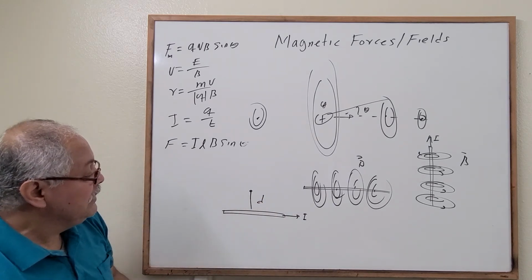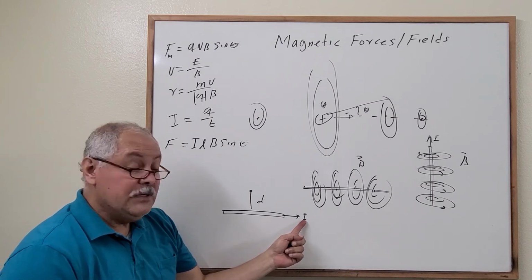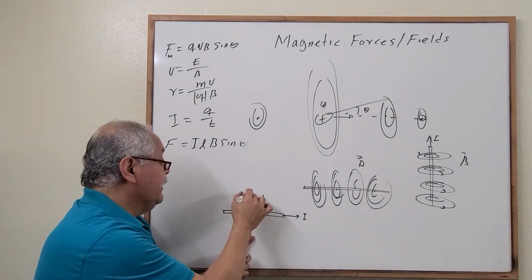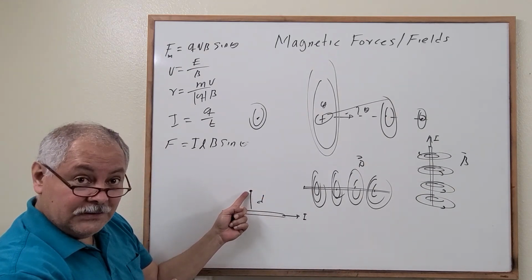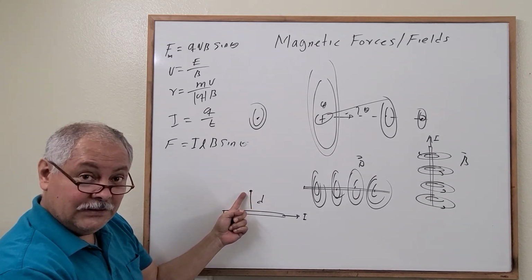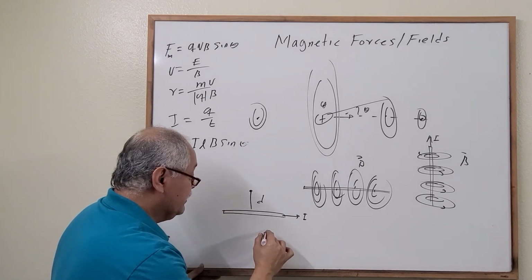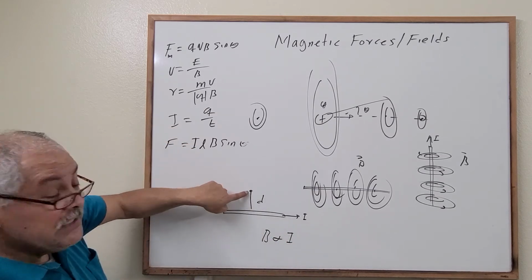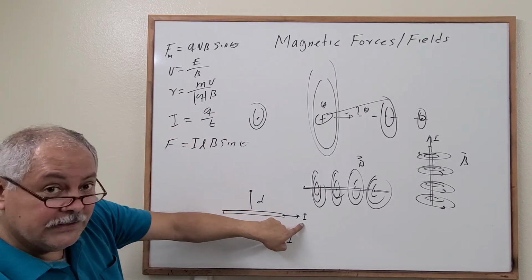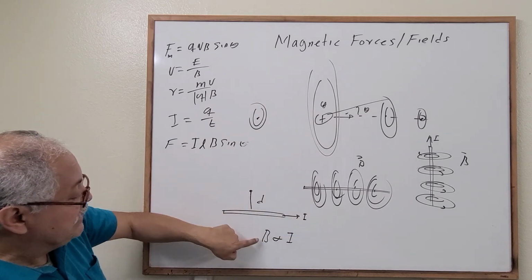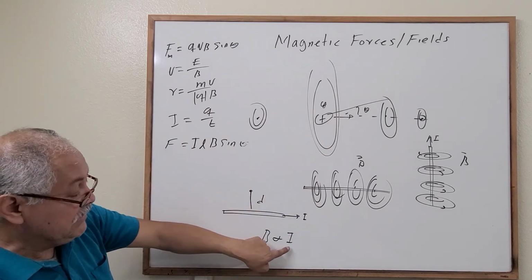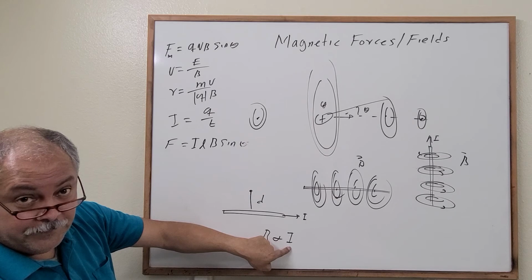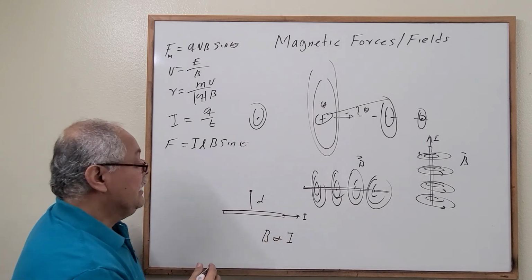What happens? Well, if we increase the current, the magnetic field increases at this point, correct? So the magnetic field is proportional to the current. If we fix this point and change the current, the magnetic field increases if we increase the current.